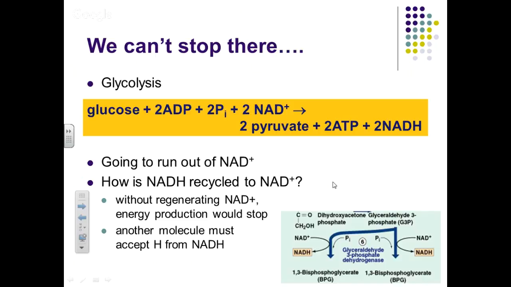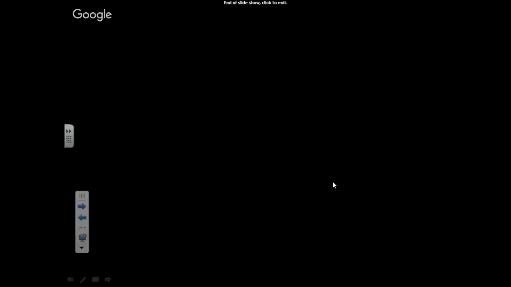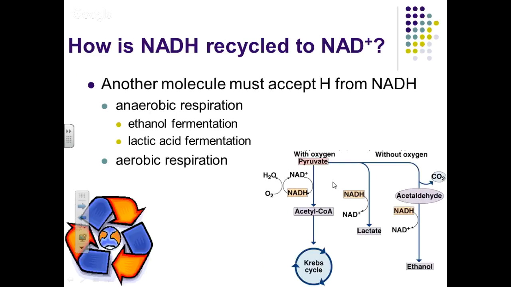Where is it going to drop its electrons off? It's got to get rid of the electrons and the hydrogen. If there's no oxygen, where does it do it? Through a process called fermentation. There are 2 ways: ethanol fermentation and lactic acid fermentation. There are actually more ways we'll talk about. But I think I'll stop here, because I made a whole PowerPoint on fermentation. You can use the rest of the time studying.